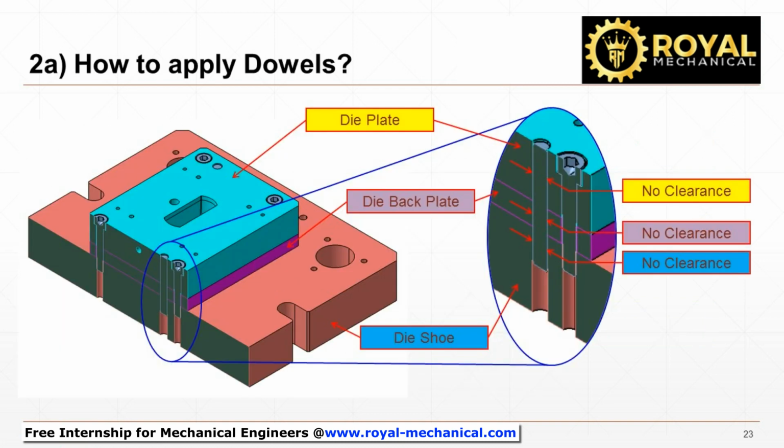How do we apply these dowels in our design? Let's take a closer look at the cross-section of the dowel. On the die plate, there is no clearance between the hole and the dowel. On the die back plate, there is no clearance between the hole and the dowel. On the die shoe, there is no clearance between the hole and the dowel. We provide a press fit, or a transition fit, between the hole and the dowel. For example, H7P6 or H7G6.